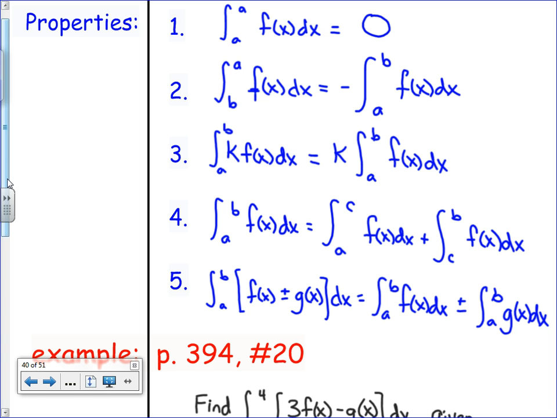And then last but not least, because we saw it with indefinite integrals and Riemann sums before that and limits as well, we can say integral of f plus or minus g, we can split it up with definite, just like we could with indefinite. And that brings us to the following example.